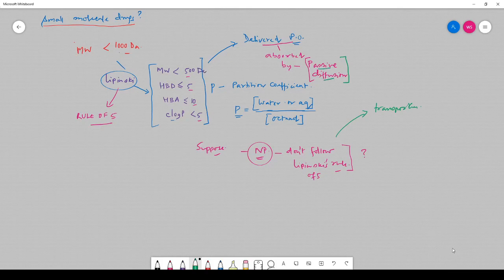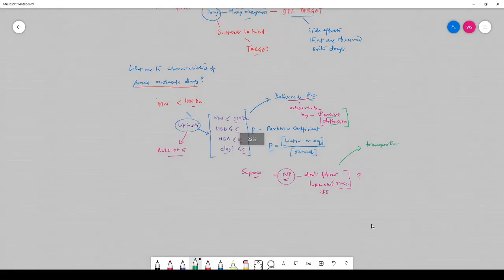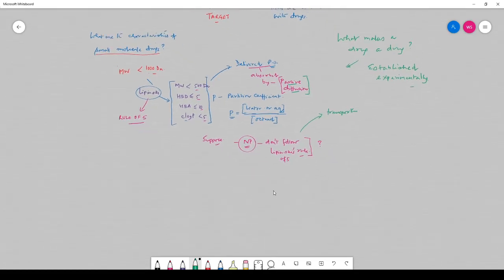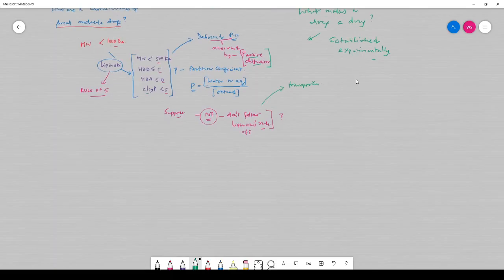So the point is, drugs have experimentally been found to be drugs. So what makes a drug are certain criteria like this. What makes a drug a drug? Those are certain criteria like this which have been established experimentally. Because they have been established experimentally, we can accept them with a great deal of confidence.